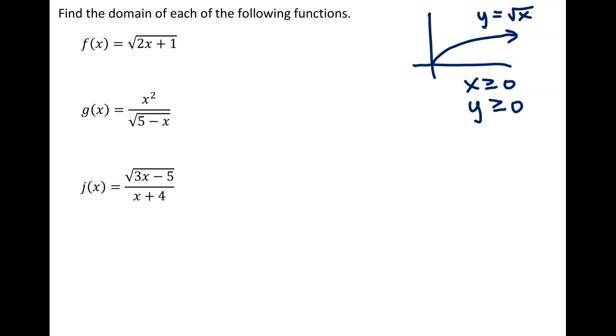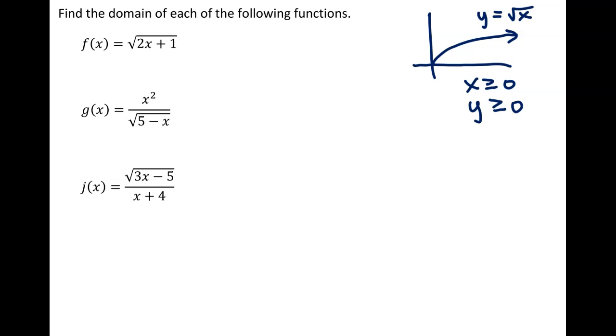And the thing that we want to check in the domain is that we're never taking even roots, so square roots or fourth roots or sixth roots, of negative numbers. It is completely acceptable to take the square root of 0. So don't worry about that at all, but no negative numbers.